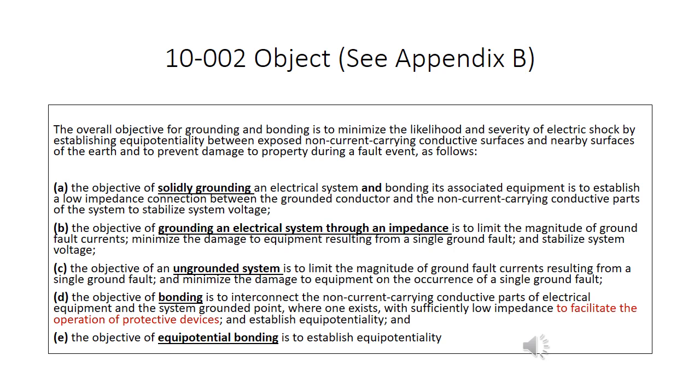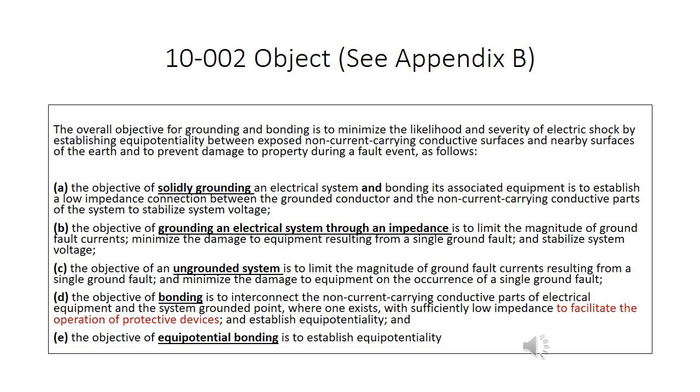Subrule D. The objective of bonding is to interconnect the non-current carrying conductive parts of electrical equipment and the system grounded point where one exists with sufficiently low impedance to facilitate the operation of protective devices and establish equipotentiality. And Subrule E. The objective of equipotential bonding is to establish equipotentiality.